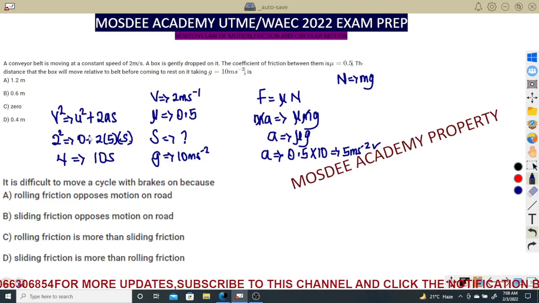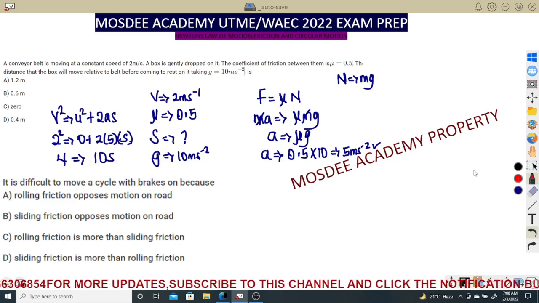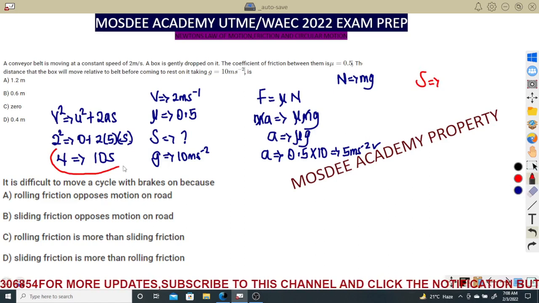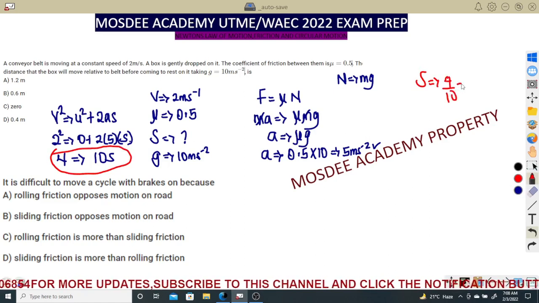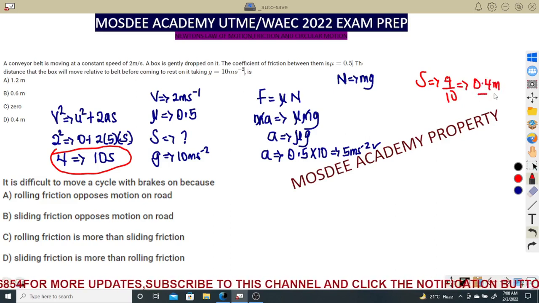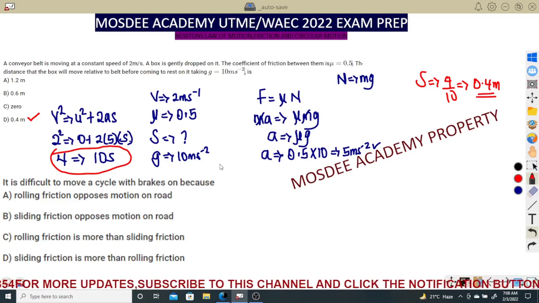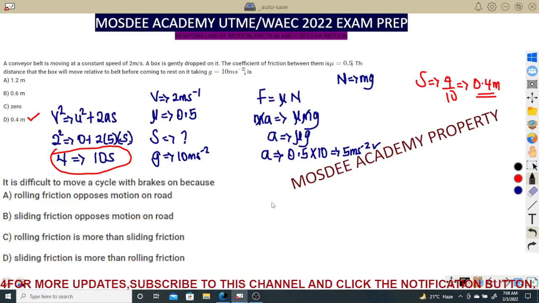This is s. You can say s equals, let me change the marker. I'm taking it from this point, my dear students, 4 divided by 10, which is simply 0.4 meter, which is valid with option D according to the exam. So that is the answer to that, and I think you understand how to do that when next you face a question like that.